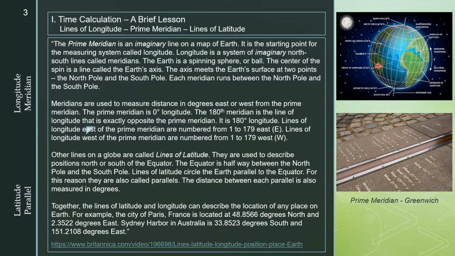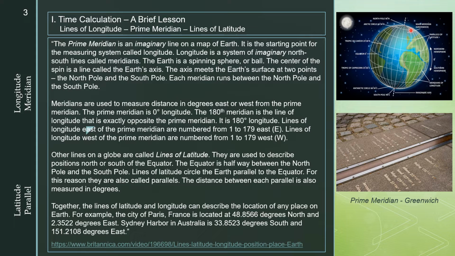Other lines on the globe are called lines of latitude. They are used to describe position north or south of the equator, and the equator is the center line here. So north or south of the equator are the lines of latitude. The equator is halfway between the North Pole and the South Pole. Lines of latitude circle the Earth parallel to the equator.